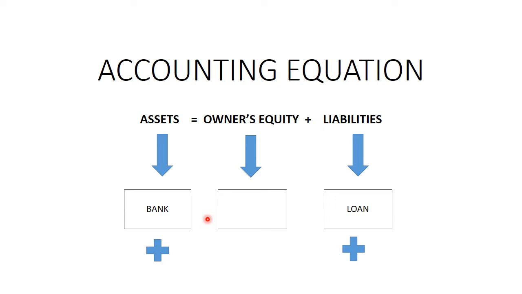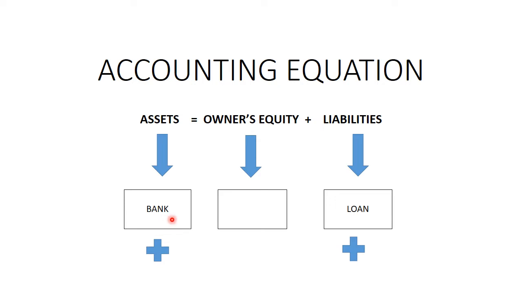So we are now looking at the accounting equation, from the perspective of assets equal to owner's equity plus liabilities. Here we are looking at the equation in totality. So you have your assets, you have your owner's equity, then you have your liabilities. What do we mean by an accounting equation? We mean that your assets are equal to your owner's equity plus liabilities.